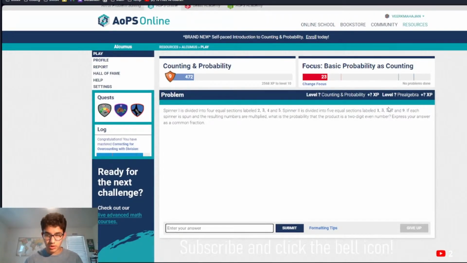Right now, you want to get an even number. Since everything in spinner 2 is an odd number, obviously spinner 1 has to give you the even number. So it's either 2 times 579, which is three cases, or 4 times 3579. So that's 7. So it's just 7 out of 20.